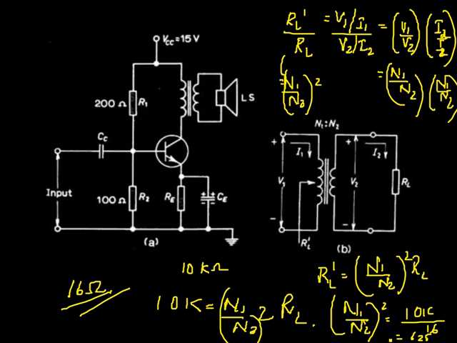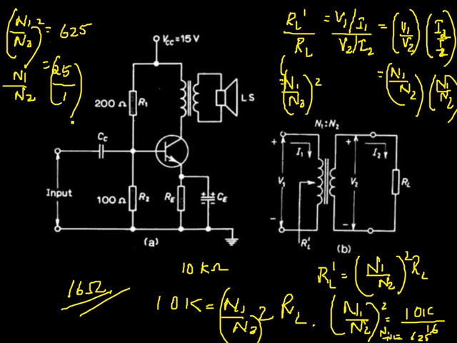This is N1 by N2 whole square. So what is N1 by N2? You have to find out. If it is 625, then N1 by N2 whole square is equal to 625, so N1 by N2 will be the root of 625, which is 25. 25 by 1 will be the turns ratio. Okay.